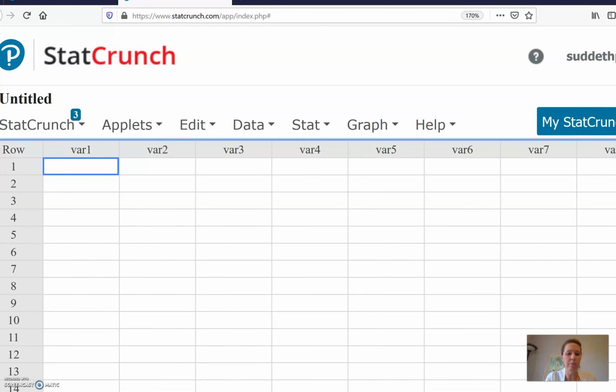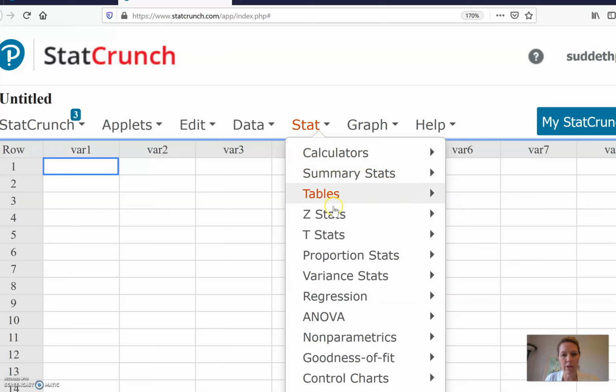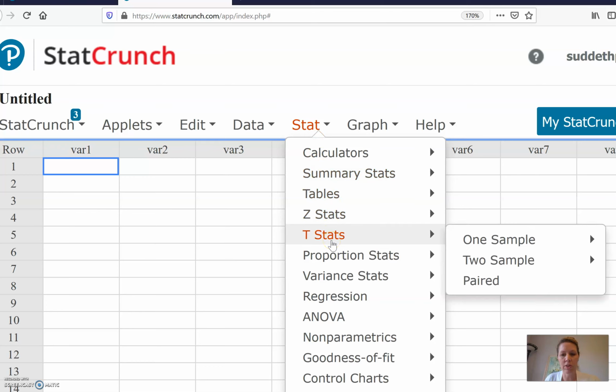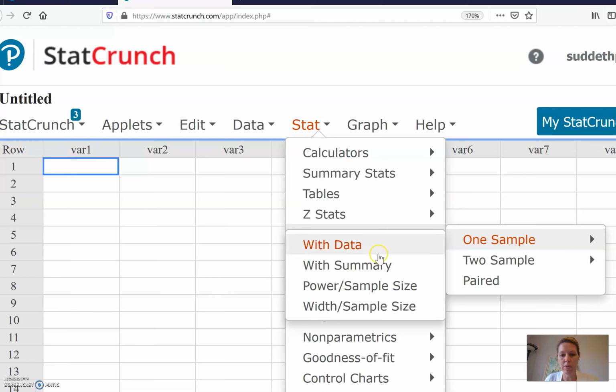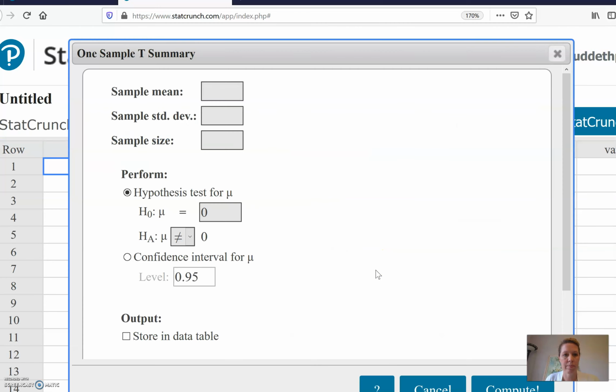Let's just try this example on StatCrunch. Since this is testing a claim about a mean, we're going to go under Stat, and then we're going to go under T Stats, because remember, means are with T's. We're going to go one sample, then with summary. Our sample mean in this case is 36. Our sample standard deviation is 4. Our sample size is the 101 vehicles.